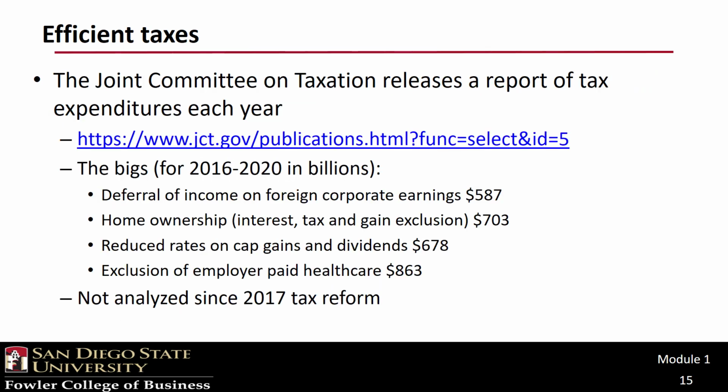If you are interested in tax expenditures, the Joint Committee on Taxation issues a report each year. In recent time, the biggest tax expenditures come from a deferral of taxes on foreign income of U.S. corporations. The previously mentioned home ownership advantages, lower tax rates on dividends and capital gains, and the exclusion from income of healthcare insurance paid for by an employer.